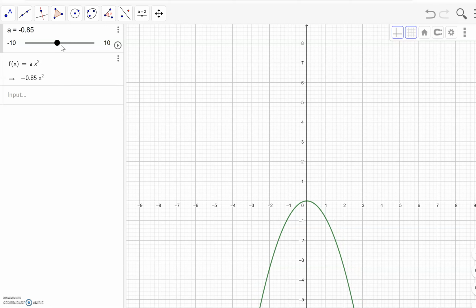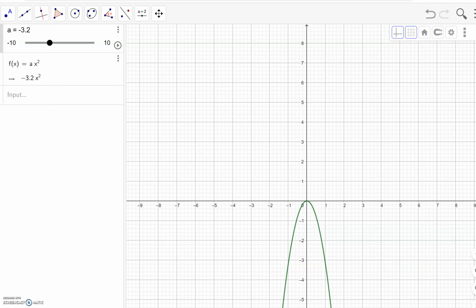Okay, and the higher, or sorry, in this case, the lower the value of a. Okay, so as we make it bigger and bigger, so now we're down to -2, -3. You can see that the arms are becoming more and more steep, but now they're facing downwards. So basically the a tells us how the arms are shaped on the parabola.